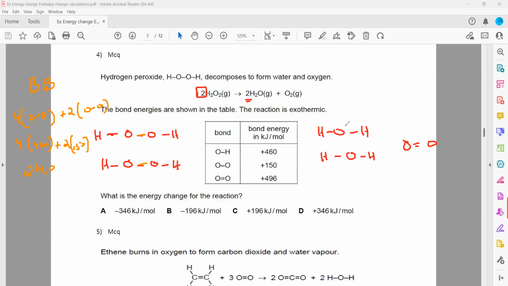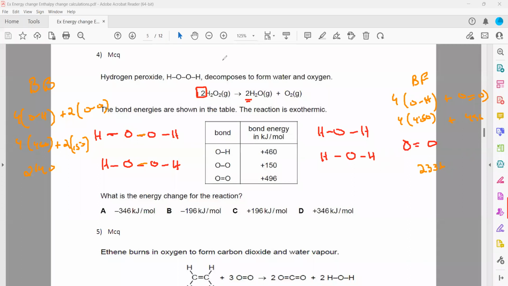And bond forming energy: 1, 2, 3, 4 OH bonds are there, and one oxygen double bonded with oxygen. So 460 into 4 plus oxygen double bonded with oxygen is 496. When we simplify, we get 1336.